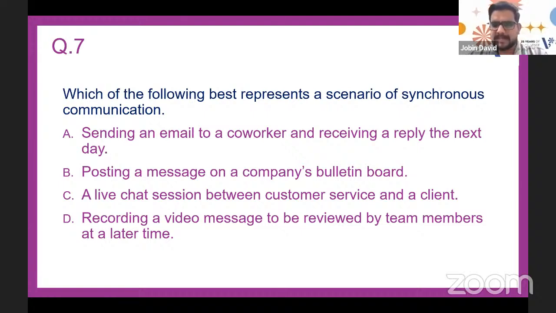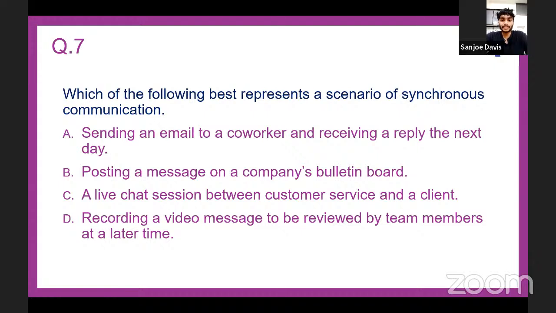For example, asynchronous means the message will be received by the receiver after a specific time or period, like the feedback will only come after some time. Okay, if it is a spontaneous one, what option do we have, Sanjay? Can you go through the options?